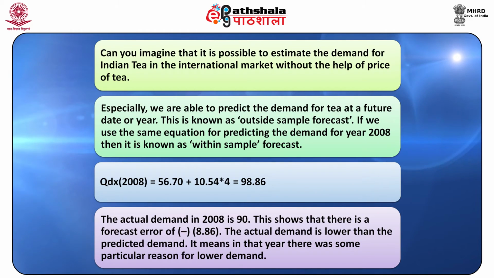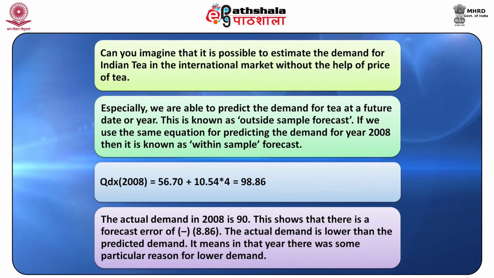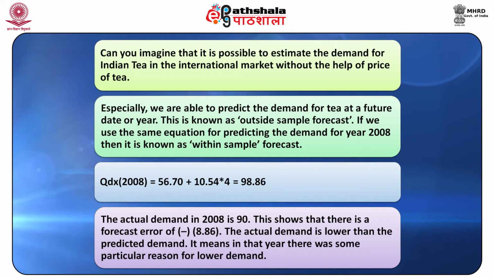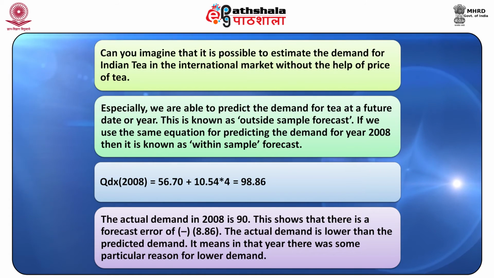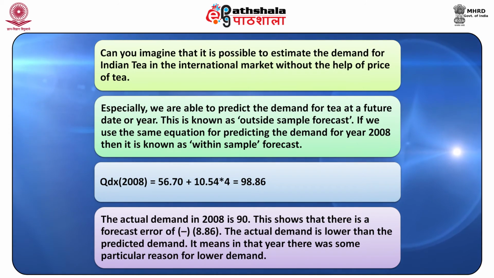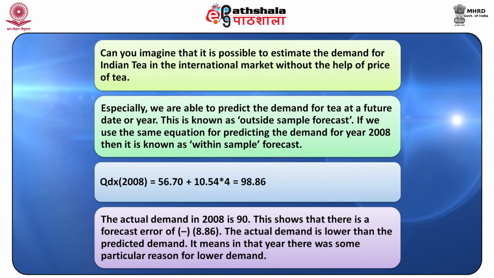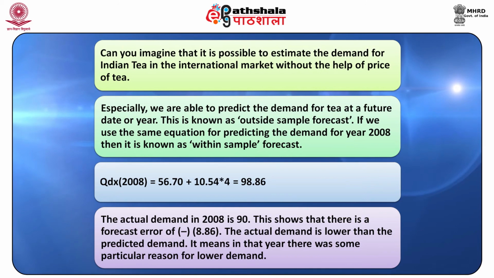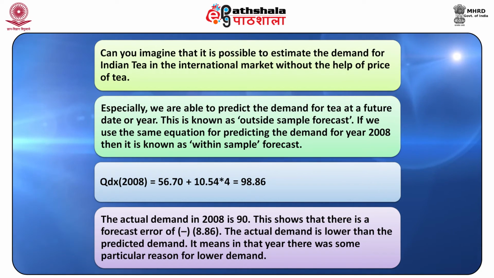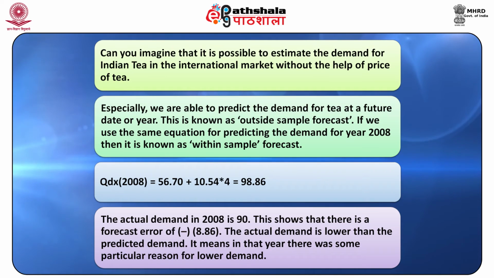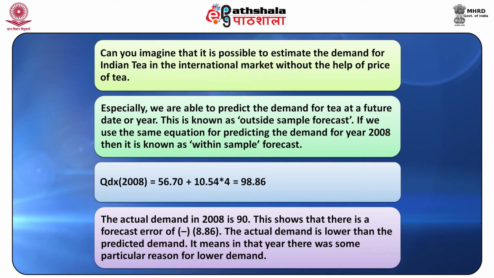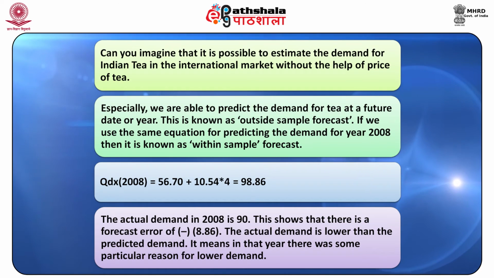Can you imagine that it is possible to estimate the demand for Indian tea in the international market without the help of price of tea? Especially, we are able to predict the demand for tea at a future date or year. This is known as outside sample forecast. If we use the same equation for predicting the demand for year 2008, then it is known as within sample forecast. QDX for 2008 is equal to 56.70 plus 10.54 into 4, which gives you the value 98.86. The actual demand in 2008 is 90.